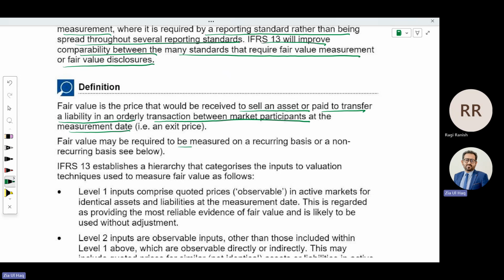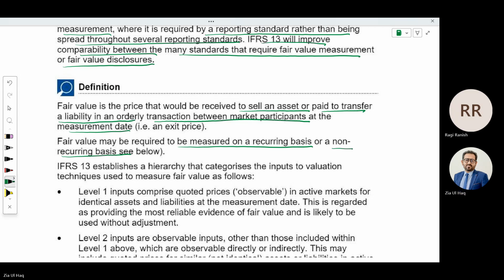Fair value may be required to be measured on a recurring basis or non-recurring basis. What is recurring basis? Continuous basis. Mean where we gonna use that asset in future as well. Non-recurring basis, we are just selling that asset. We will not continue this asset in future. Non-recurring mean we need to measure fair value just once. Asset sold, we don't need to calculate fair value for that asset again.